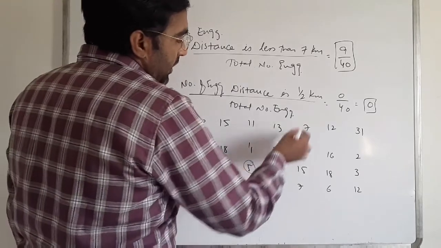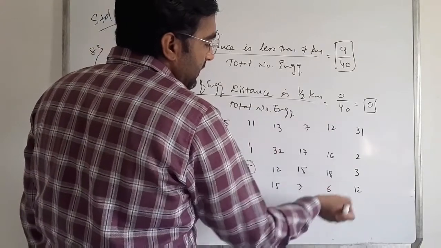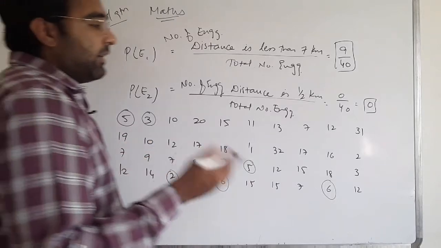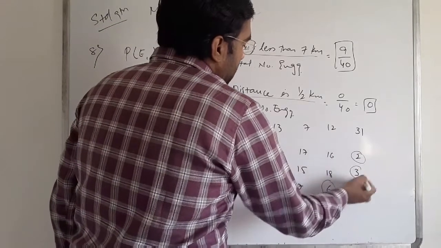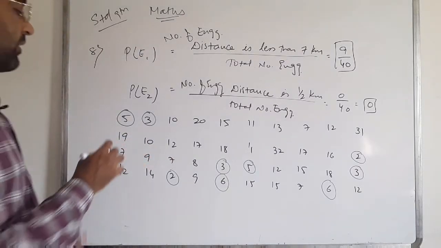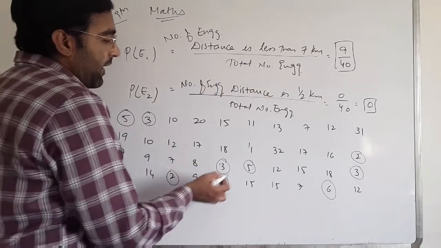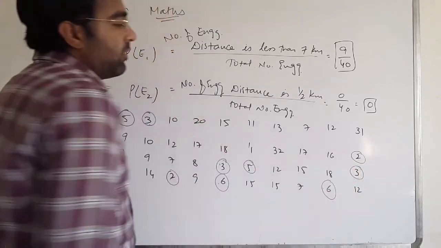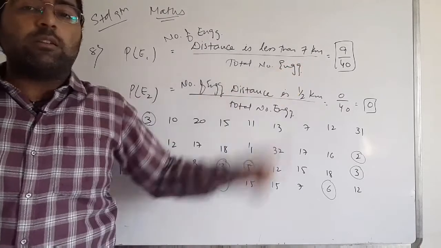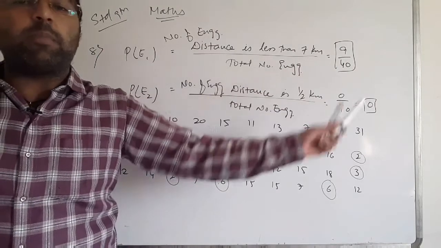We don't have to count 7. Another 7, we don't have to count. 6 is between 0 and 6, including 6, and 2 and 3 are also between 0 and 6. So the number of engineers is 1, 2, 3, 4, 5, 6, 7, 8 and 9. Clear? There are 9 engineers whose distance is less than 7 kilometers, so we write 9 by 40.